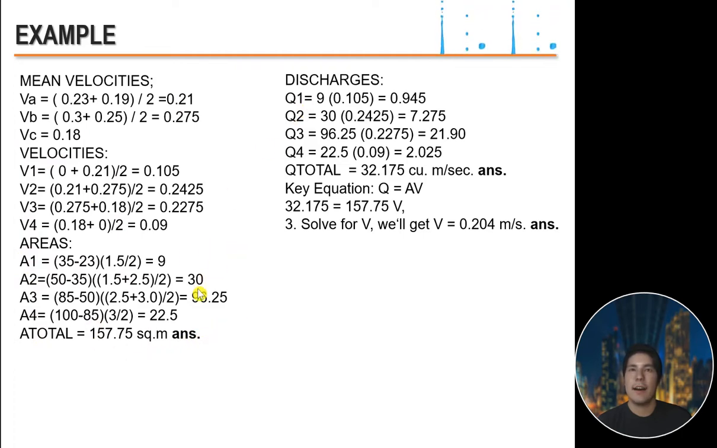And using the values, using the continuity equation, which is Q equals area times velocity. So, we have area and we have also velocity. Then, we can have this discharge Q1, 2, 3, and 4. Thus, the total discharge is 32.175 cubic meters per second.